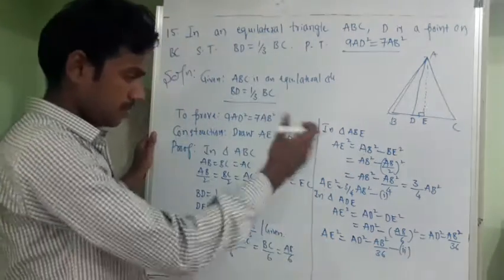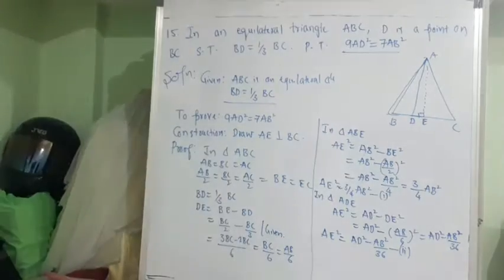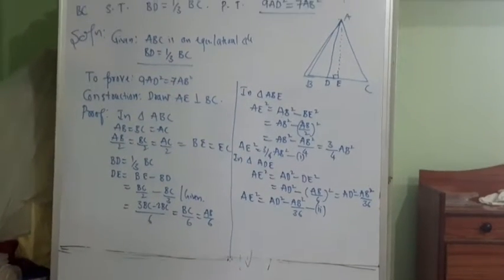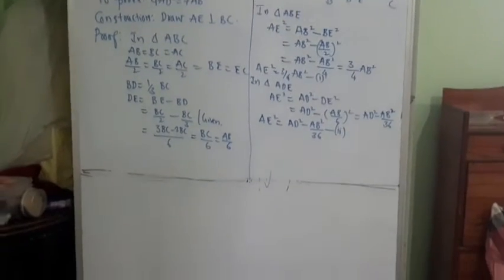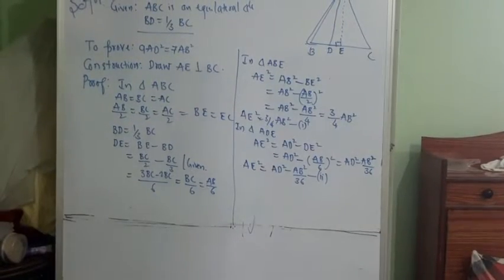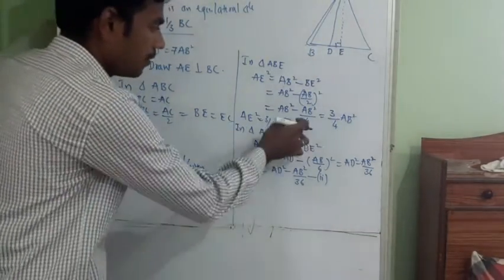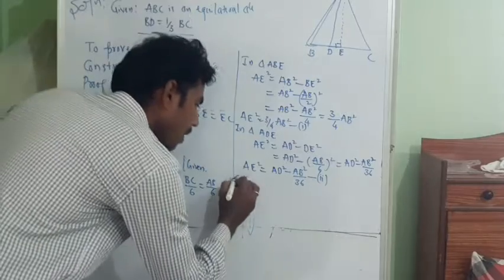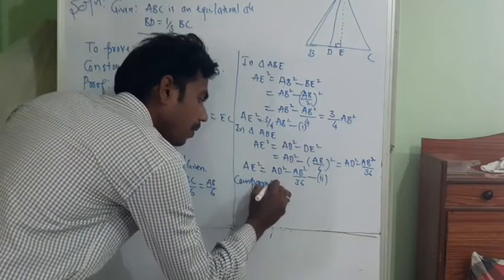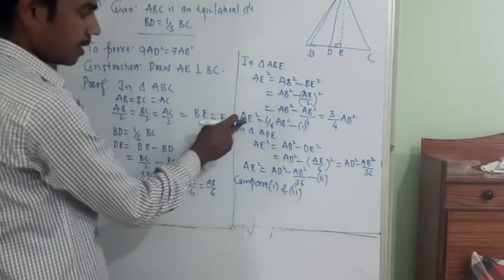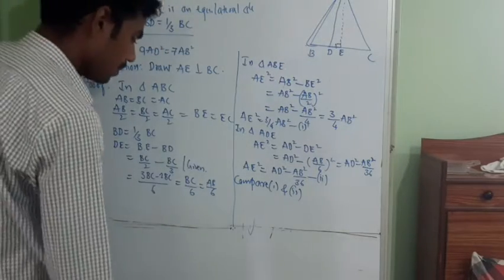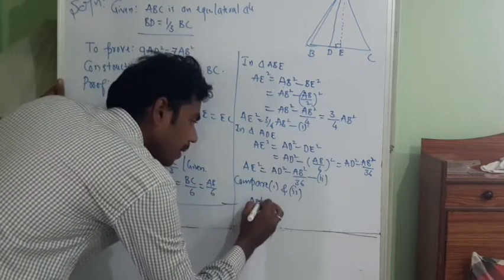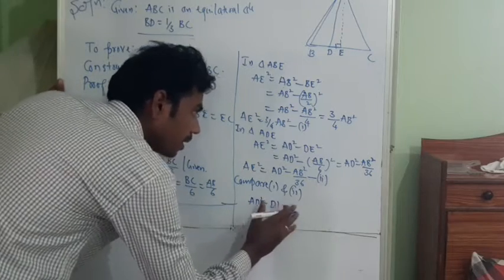So let me adjust the screen. Okay, see, compare equation 1 and 2. There is AE square on the LHS in both; LHS is equal. Since LHS is equal, I can equate the RHS. So that is AD square minus DE square. Sorry, where is it?